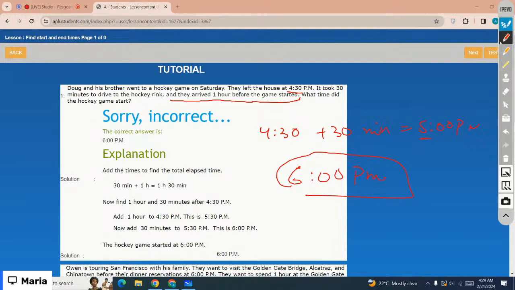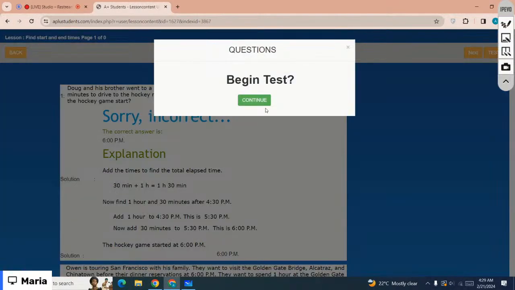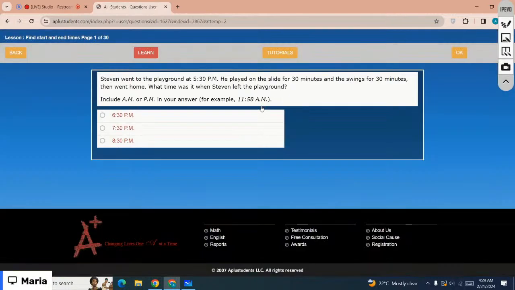Got it? Try to understand the question. Go the easiest way you want to do. So let's just start with the test question.